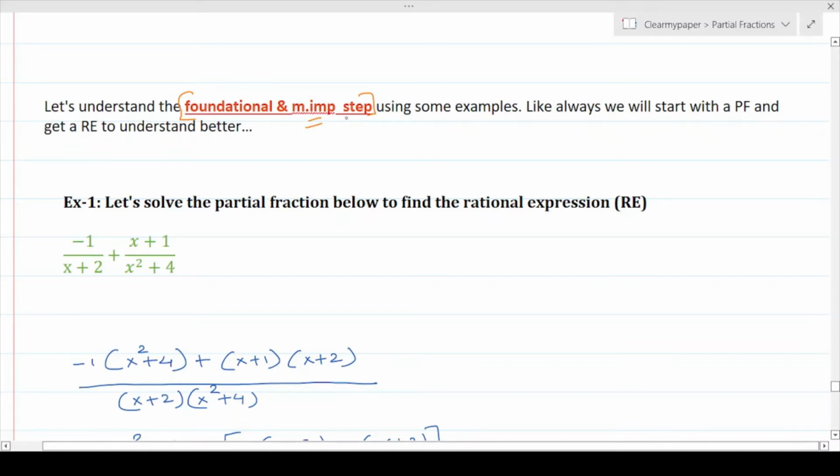And once you get that opening step right, the rest of the partial fraction is all about simple algebraic expressions and computation. So we don't have to really break our head on that one. And that's the reason I emphasize a lot, and put a lot of time on how to think about the first step. I give a detailed explanation for that.